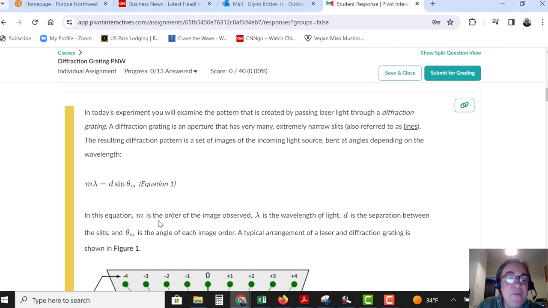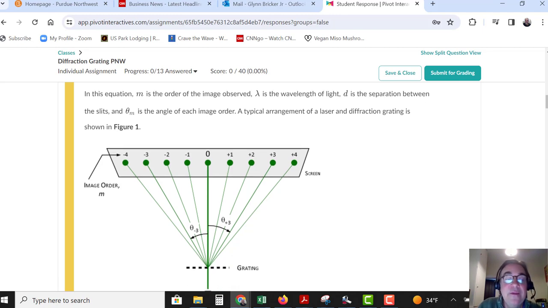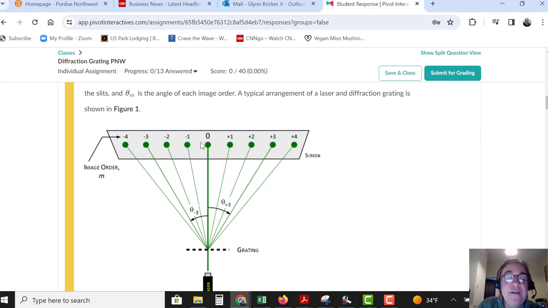In this equation, m is the order of the image observed. We'll see a picture of that in just a minute. Lambda is the wavelength, and d is the separation between the slits. Theta sub m is the angle that goes along with the different orders. So it looks like this. Here's the screen back here. Here's the laser. Here's the grating. This is the central maximum, m is equal to 0. And then you get another bright spot here when m is plus 1. You also get one over here when m is minus 1.